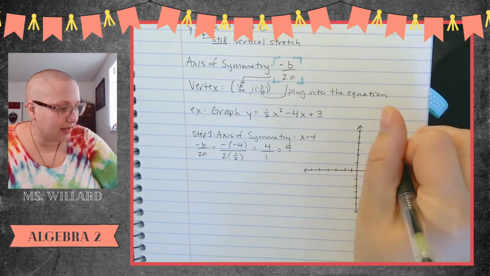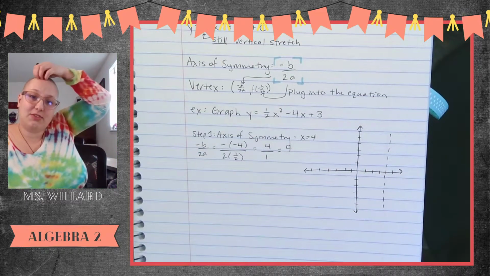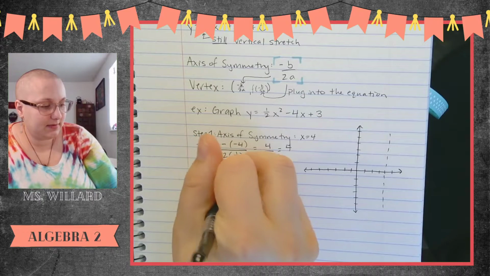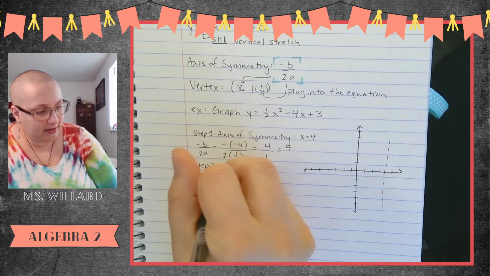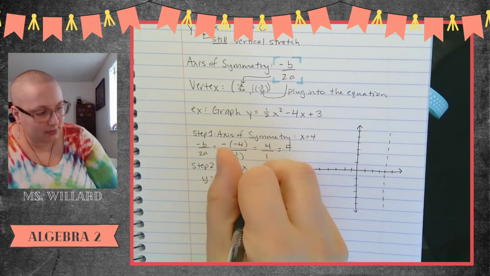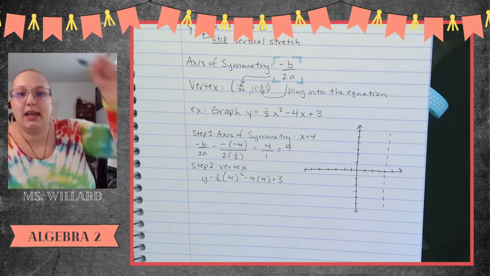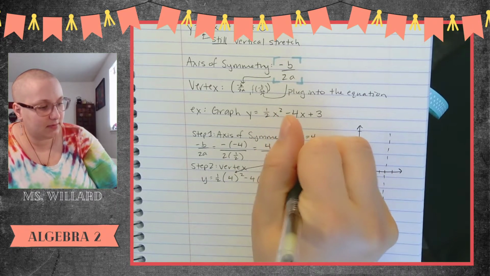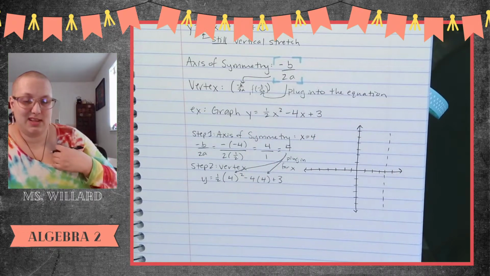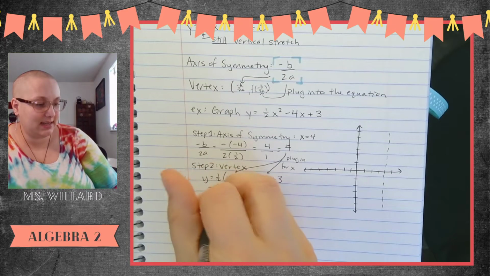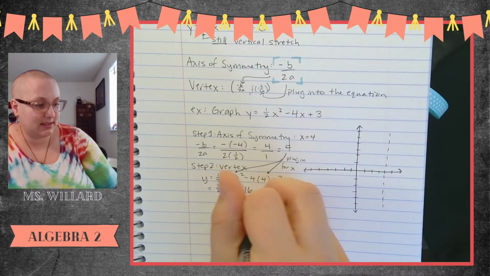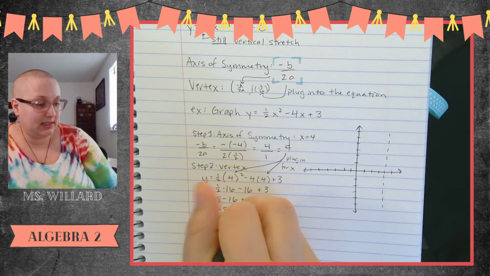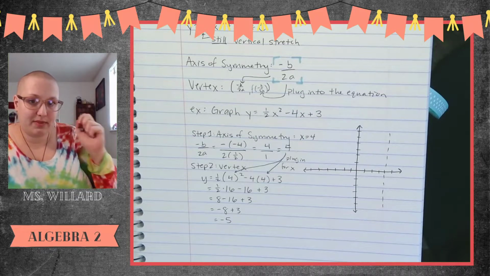So right at x equals 4, we're going to put down the axis of symmetry line. Now the vertex is somewhere along that line. So I'm going to find the vertex. y equals 1/2 times 4 squared minus 4 times 4 plus 3. I'm plugging in the axis of symmetry into the equation for x. And then I solve it. 4 squared is 16, so half of 16 is 8. And then 4 times 4 is 16. And then plus 3. So that's 8 minus 16 plus 3, which is negative 8 plus 3, which is negative 5.